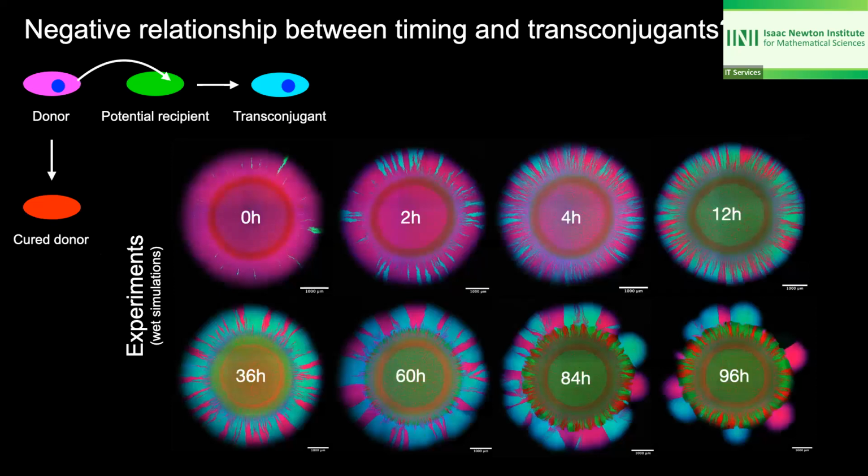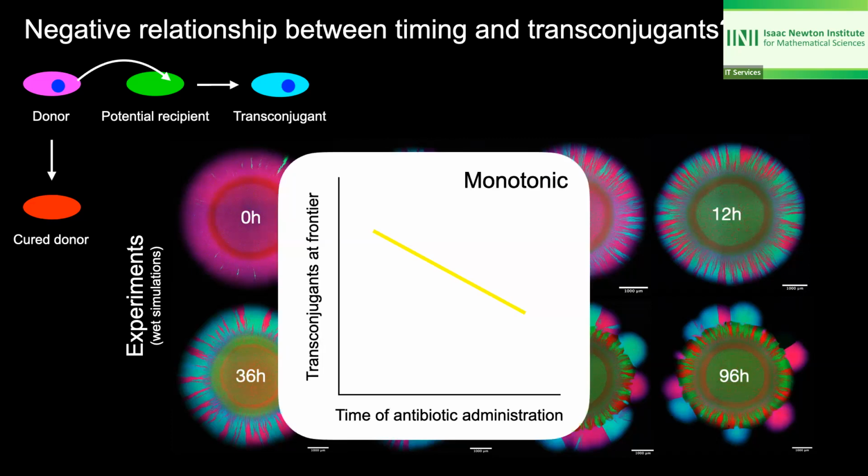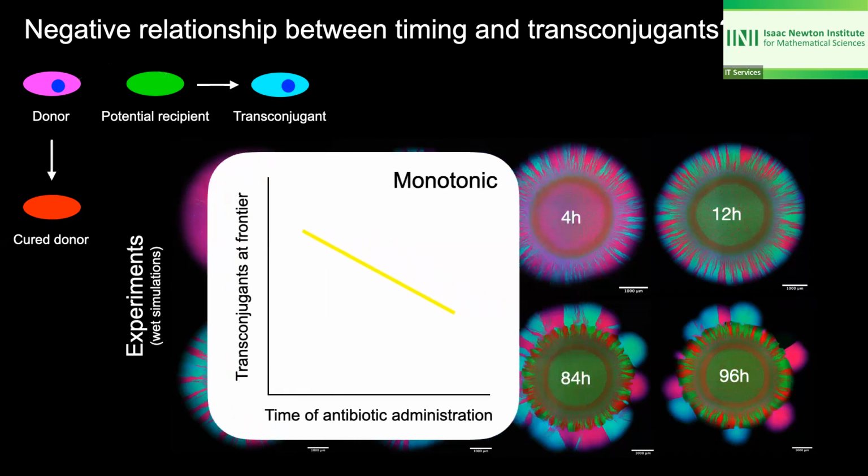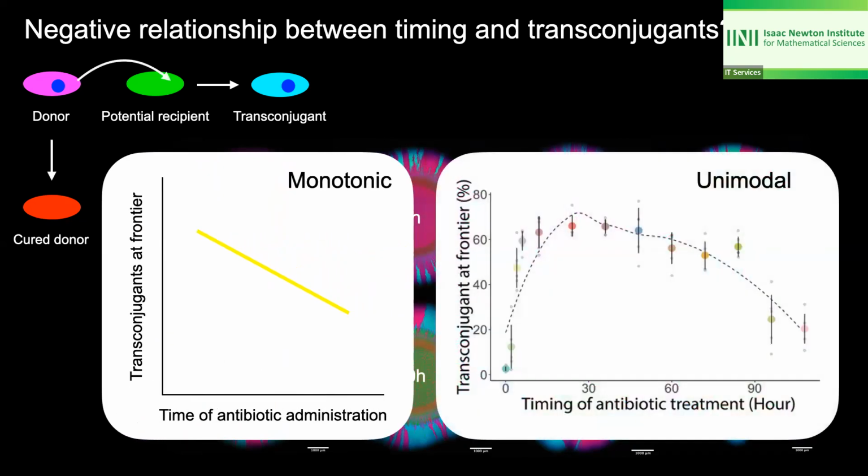And this is what we observe experimentally. So what you can see is if we add antibiotics immediately, we are dominated by the donor. And as you wait longer and longer, you get an increase in the number of transconjugants coming up. But then if you wait a really long time, it collapses back down, where the number of transconjugants reduces. So we don't get a monotonic decreasing relationship. We get a unimodal type behavior where the amount of transconjugants at the frontier peaks at some intermediate treatment time.